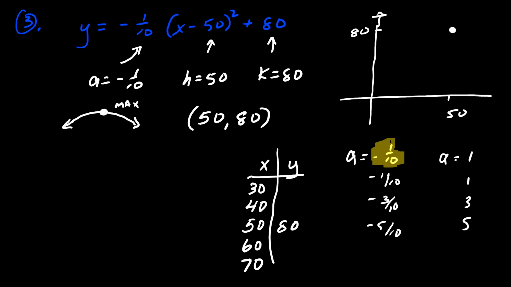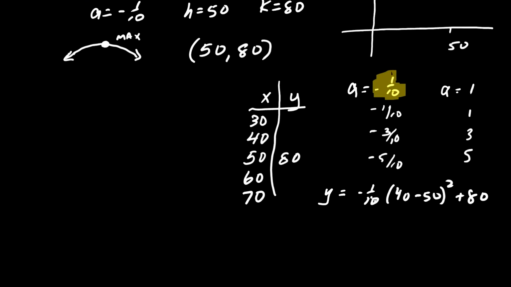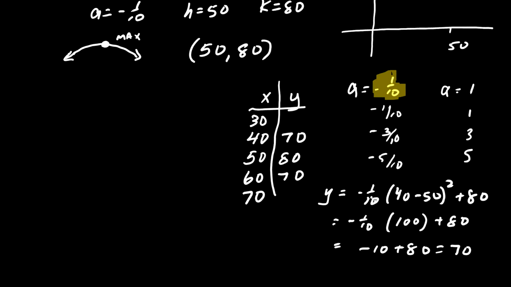And then if I substitute these values into the equation, let's just take a look at one of them. y equals negative 1/10 times (40 minus 50) squared plus 80. Notice we'll have negative 1/10 times negative 10 squared. We'll go ahead and do that, 100 plus 80. Negative 1/10 times 100 is going to be negative 10 plus 80, which is going to give us a value of 70. So we'll have 70 on each side. We can go ahead and do the same thing with the 30 and the 70.